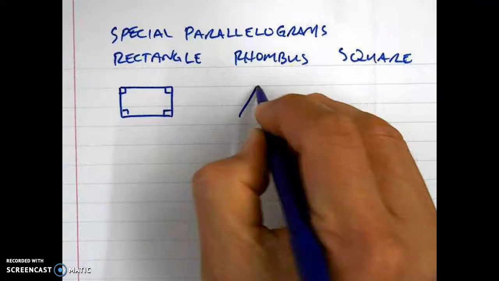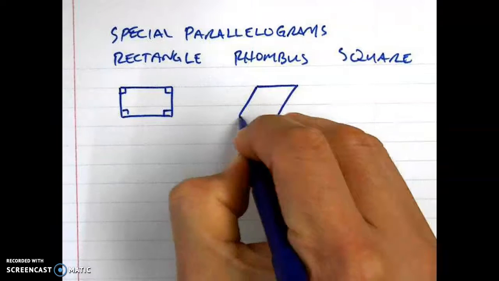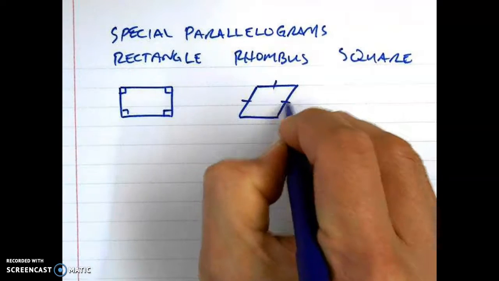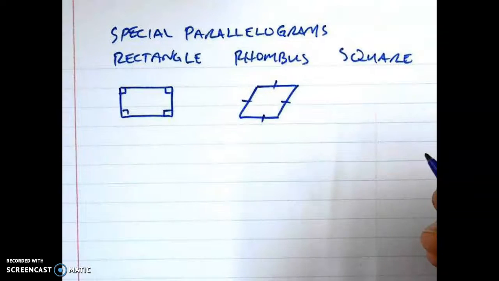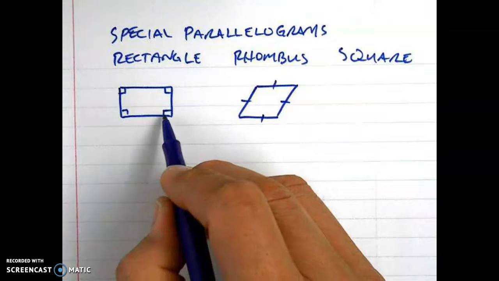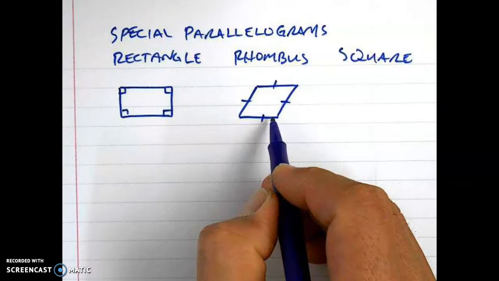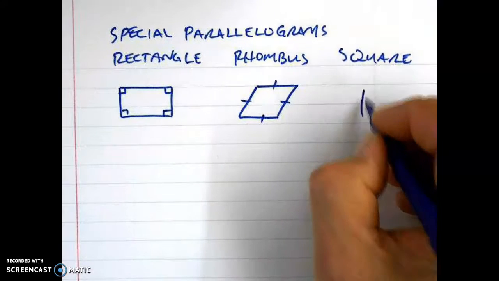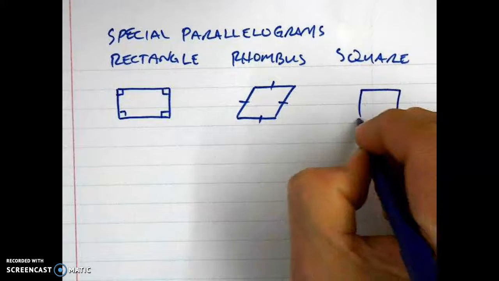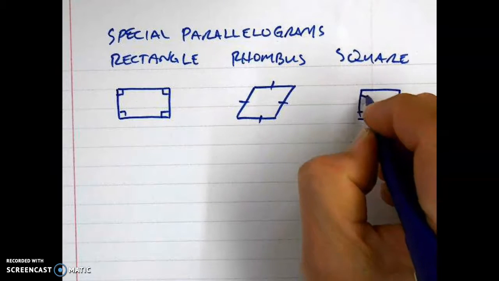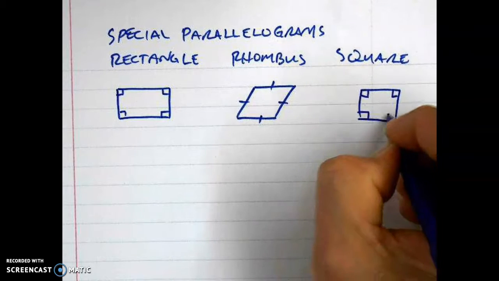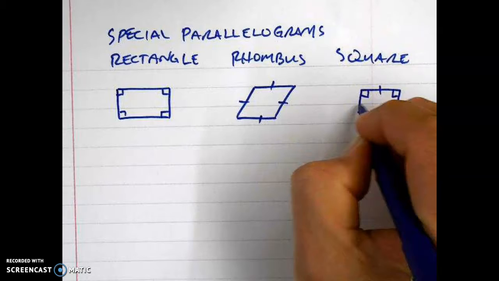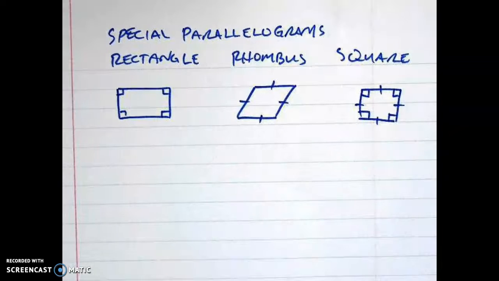Rhombus, all sides are equal. Okay? All angles are 90, all sides equal. Square, both. All angles are 90, and all sides equal. Okay?